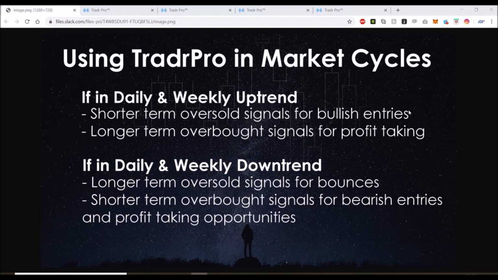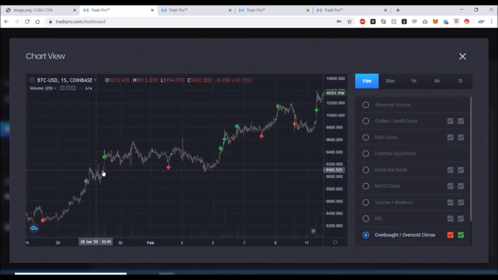Obviously, recently, we've been in a daily, weekly uptrend. We've had a very strong market, so the alerts that have been going off have been reflecting that. So here's an example on Bitcoin, the 15-minute time frame. I can see 15-minute oversold climax, and I'm going over both the oversold climax and the SuperStack because they're fairly similar, but I just want to exemplify my point here.